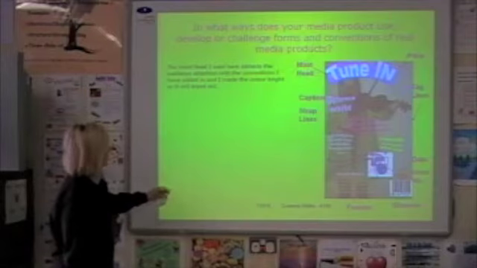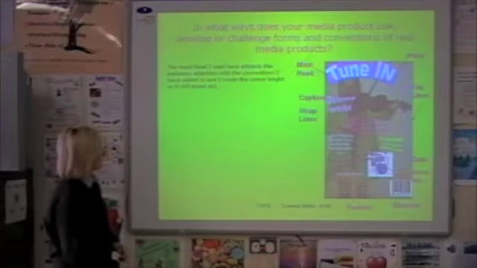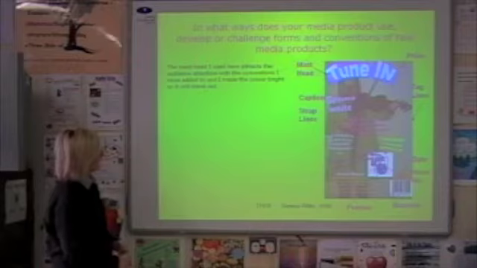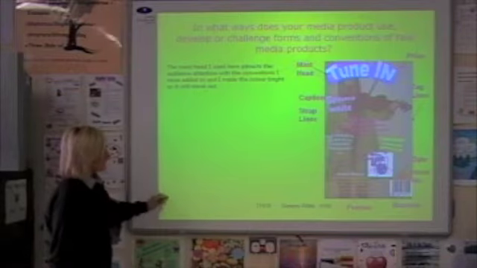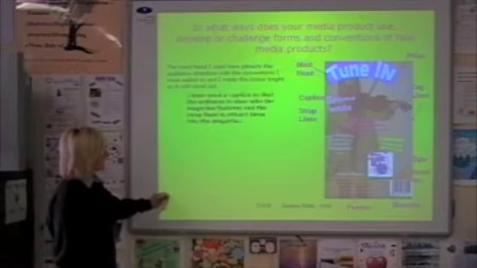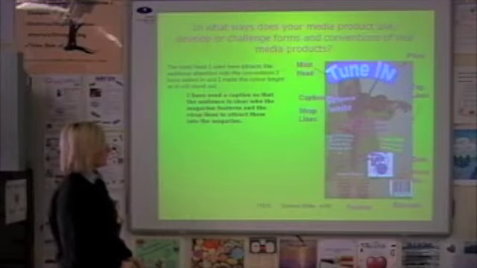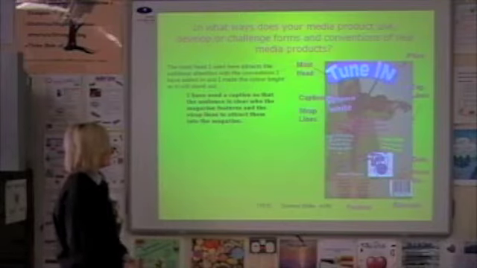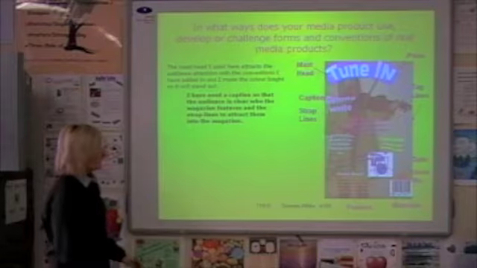The masthead I used here attracts the audience's attention with the conventions I have added in. I have made the colours bright so it will stand out to my audience. I've used a caption so that the audience is clear who the magazine features, and straplines to attract them into the magazine.